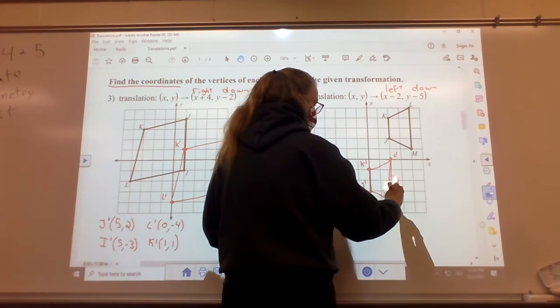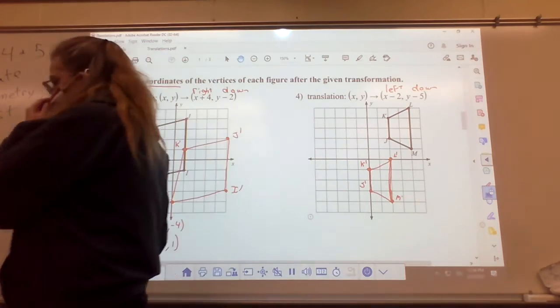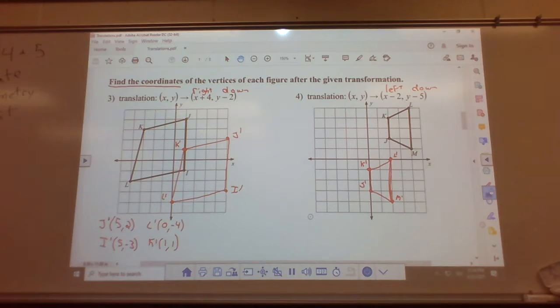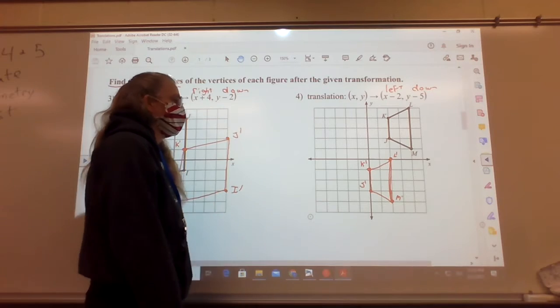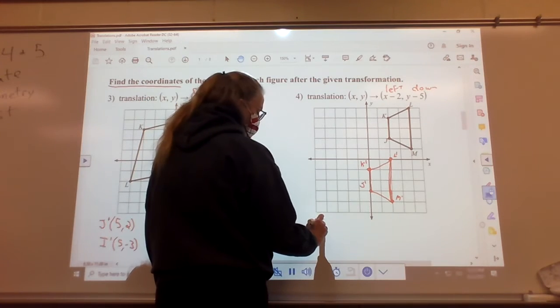Reconnect everything. So there's my new shape. Like I said, make sure it looks the same. If it doesn't look the same, you counted something wrong. Now, I got to get my coordinates. It doesn't matter where you start. I'll start at L, but like I said, it doesn't matter.